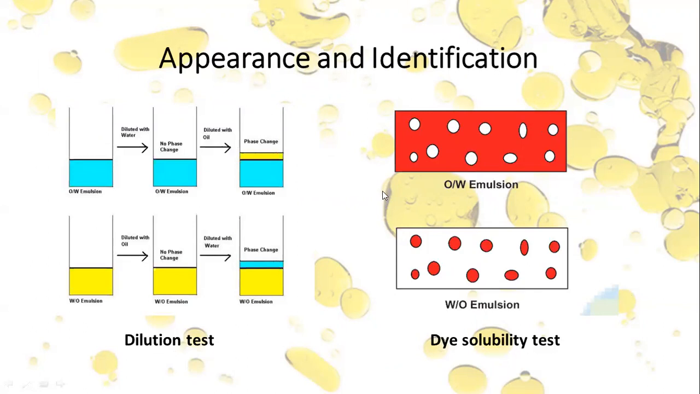If we take a dye which is water soluble and mix one or two drops of dye into the emulsion, and after mixing the dye, we take some part of the emulsion and place it on a microscopic slide. Under the microscope, we can see that if the continuous phase is colored with the dye and the globules remain uncolored, then it is an oil in water type emulsion.